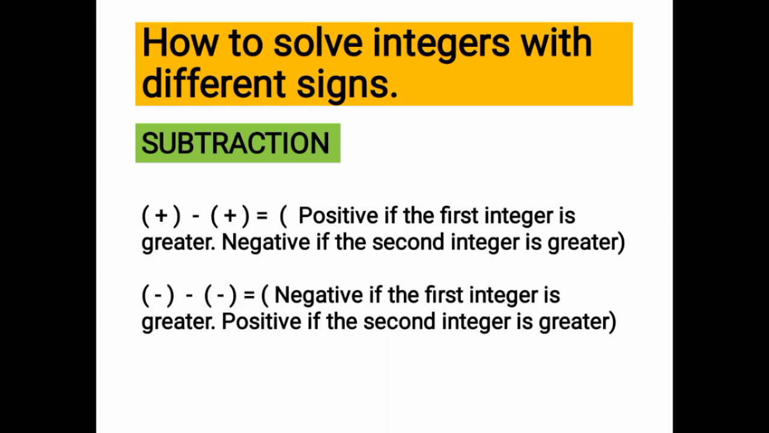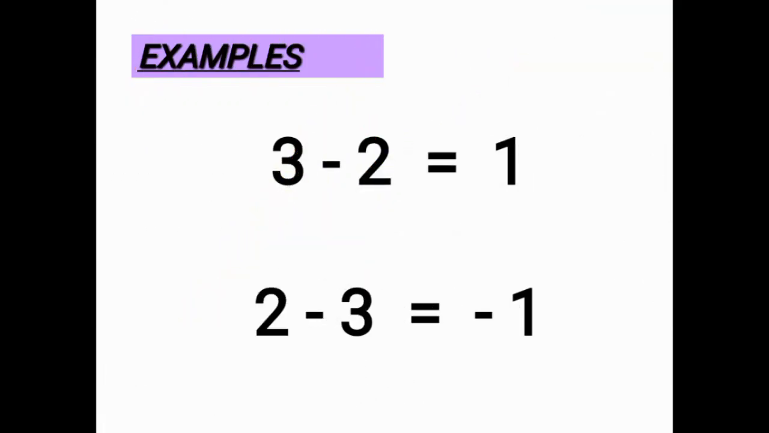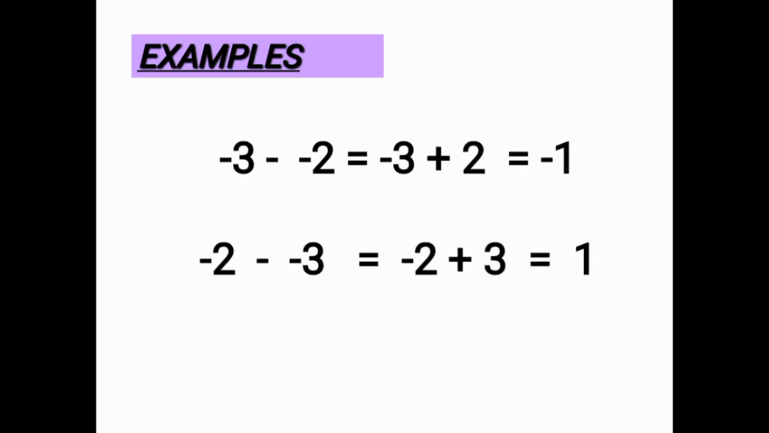When you have to subtract two positive integers, the answer will be positive if the first integer has a larger value, negative if the second integer is greater. When you have to subtract two negative integers, the answer will be negative if the first integer is greater and positive if the second integer is greater. 3 minus 2 equals 1, 2 minus 3 equals minus 1. Minus 3 minus minus 2 equals minus 3 plus 2 equals minus 1. Minus 2 minus minus 3 equals plus 1.